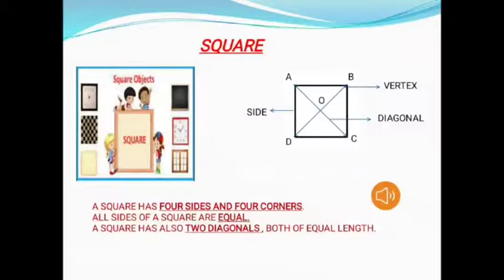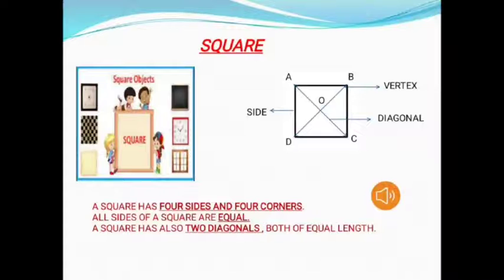So here we have considered a square, that is ABCD. The 4 sides are AB, BC, CD and DA, and all 4 sides are equal, and the diagonals, that is AC and BD, are both of equal length. So a square is ABCD, where the vertices are A, B, C and D.